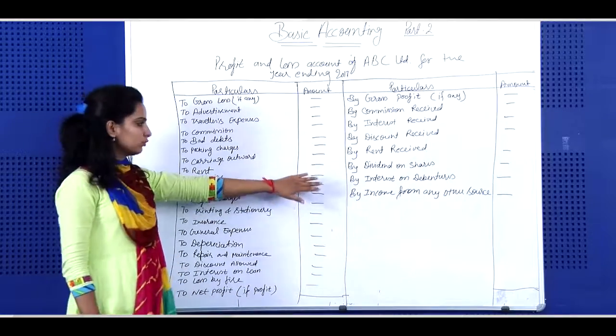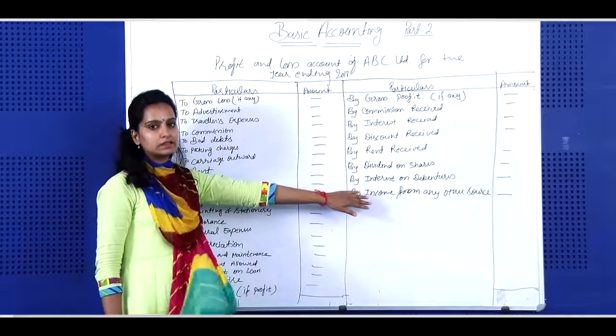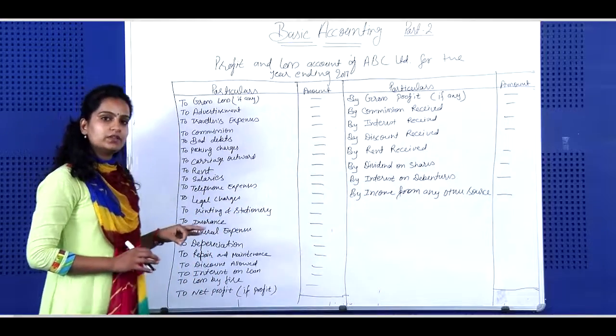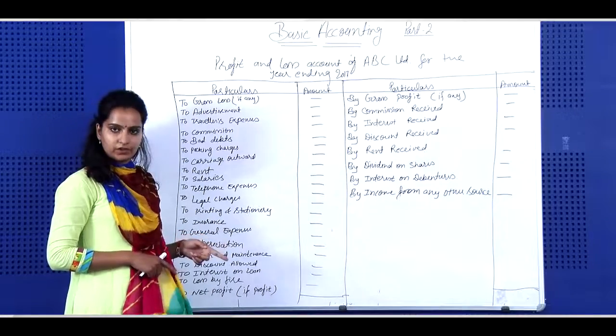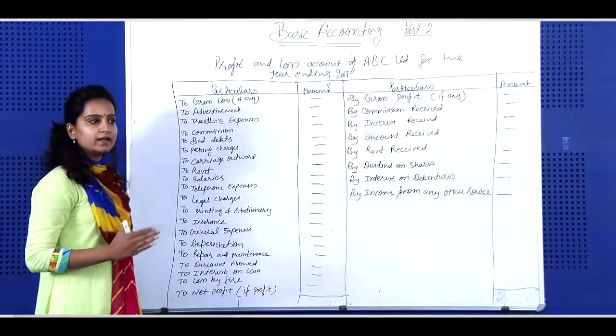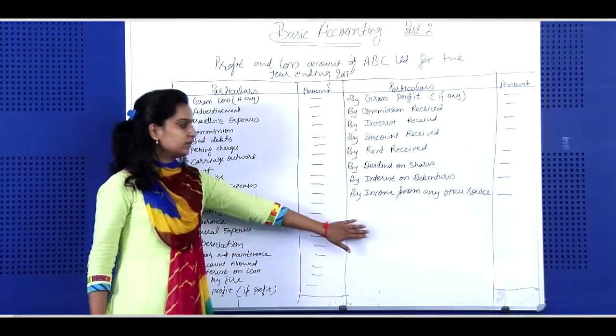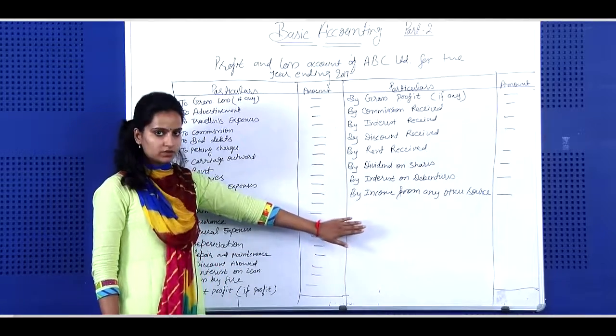There are two portions, this portion is the debit side and that portion is the credit side. The difference between both accounts is that the direct expenses and incomes we consider in the trading account. Now the indirect expenses and indirect incomes we will consider in the profit and loss account.